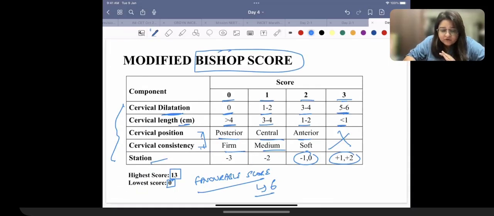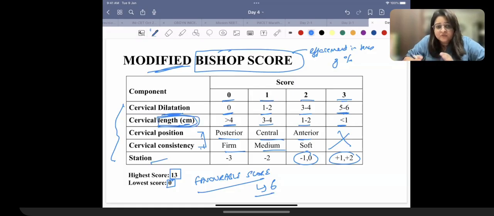The Bishop score or modified Bishop score में क्या difference है? पहले हम effacement in terms of percentage बोलते थे. So the Bishop score was effacement in terms of percentage. Now we talk about effacement in terms of length of the cervix. Modified Bishop score is in terms of length.